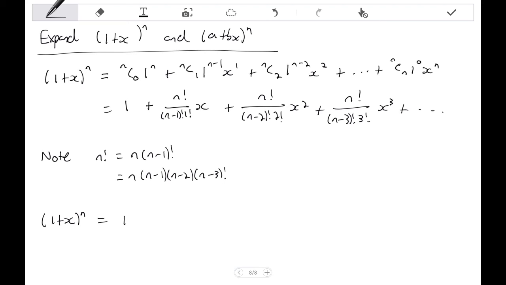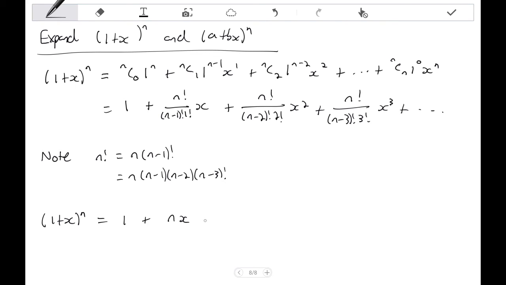as 1. And now, if you look at this term here, if we replace n factorial with n times n minus 1 factorial, the n minus 1 factorial on top can cancel with the n minus 1 factorial on the bottom, and you just end up with n over 1 factorial x. Okay, but actually 1 factorial is 1, so that can go away, and you just get left with nx.